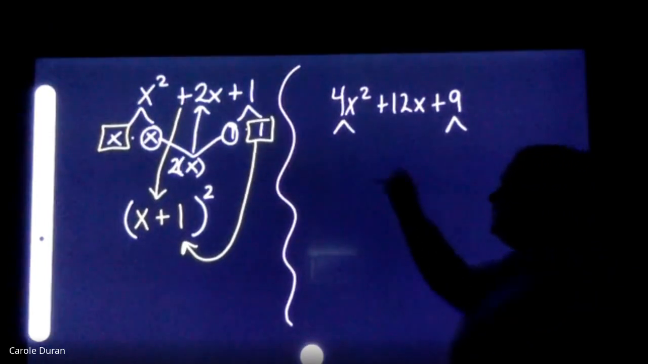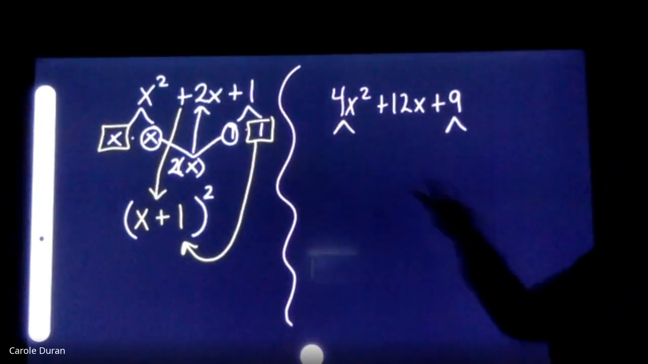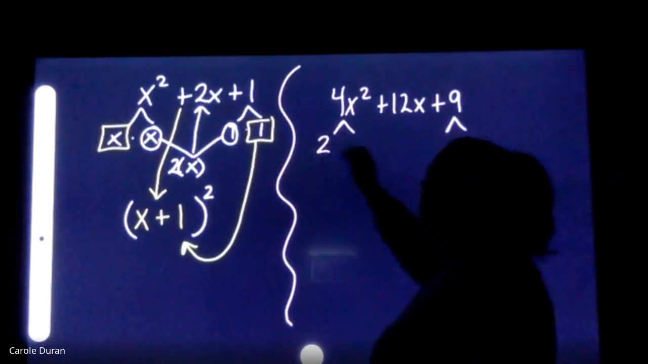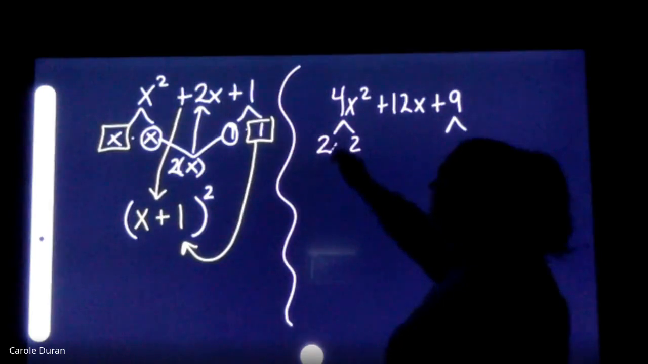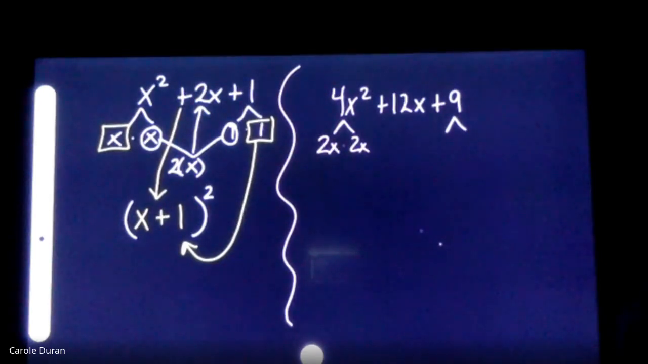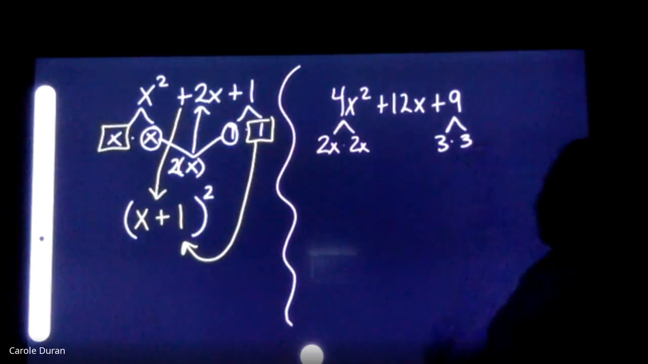4x squared, well, to get what that is equal to, I need to take the factors of 4, and then I'll take the factors of x squared. To get 4, I have 2 times 2. To get x squared, I have x times x. So to get 4x squared, I have 2x times 2x. My third term is pretty easy because we know it takes 3 times 3 to get to 9.